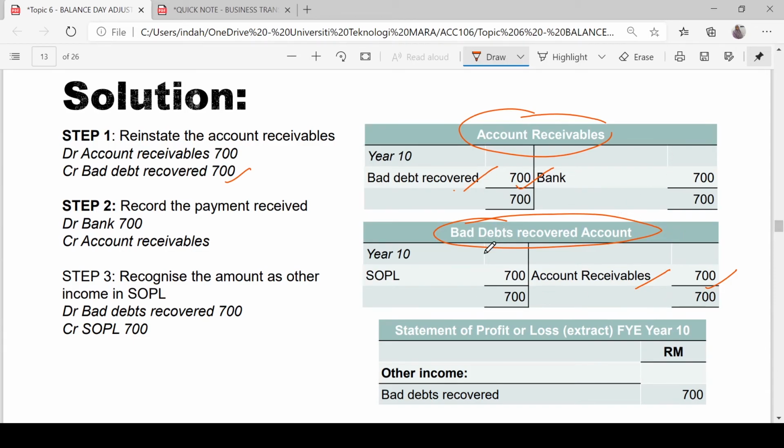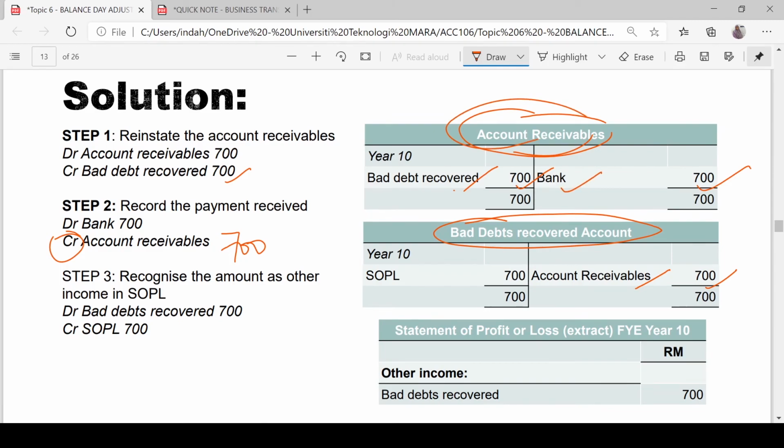Then step 2, record the payment received. Debit bank, because you want to show that you have received money from the account receivable. Then you credit account receivable 700. So this 700 you credit, and the details is bank.